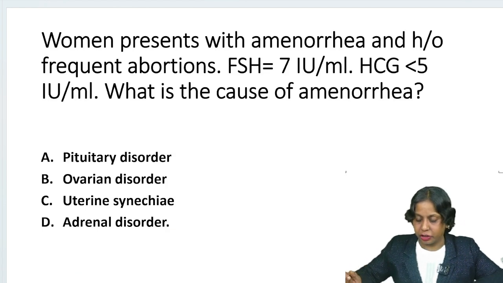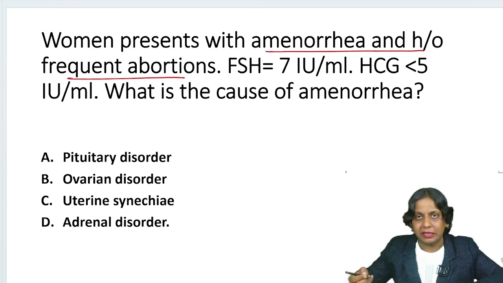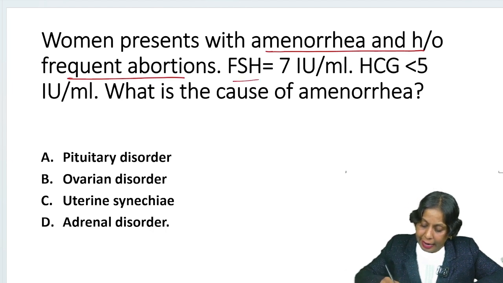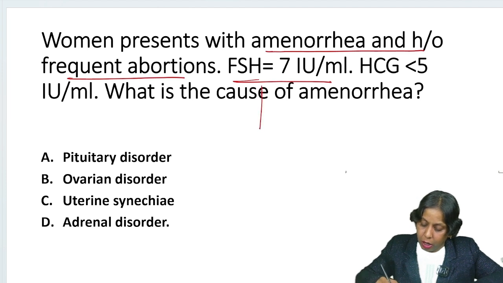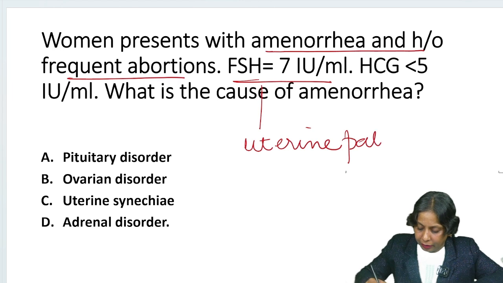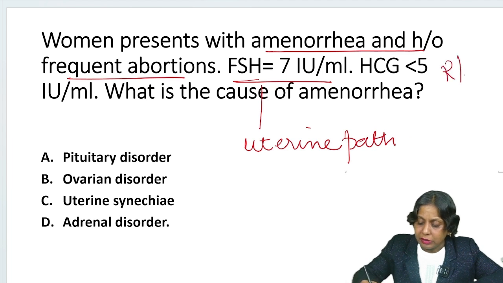Now let's see the question. Woman presents with amenorrhea and history of frequent abortion. So this is a case of secondary amenorrhea. Okay, FSH is normal, 7 international unit per ml. So this is clearly indicating that it is a uterine pathology. HCG less than 5 international unit per ml. This rules out pregnancy.